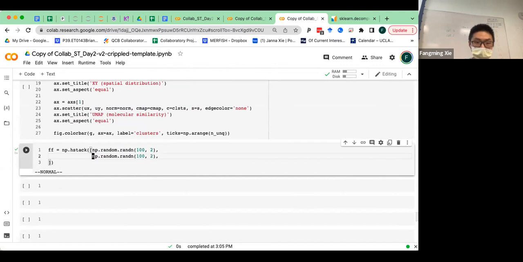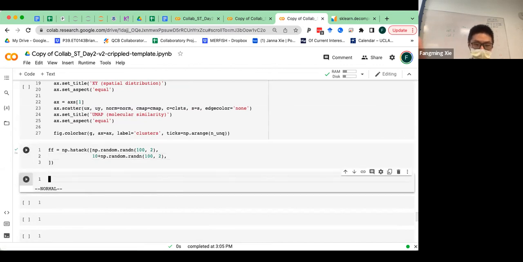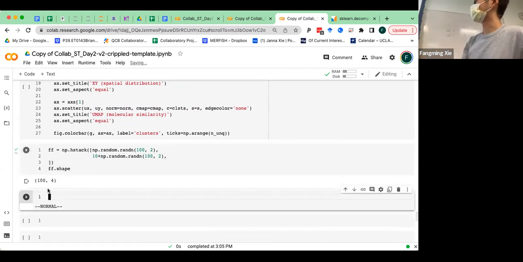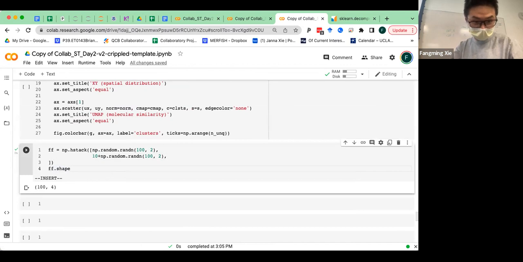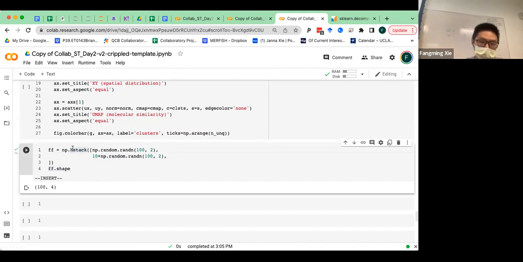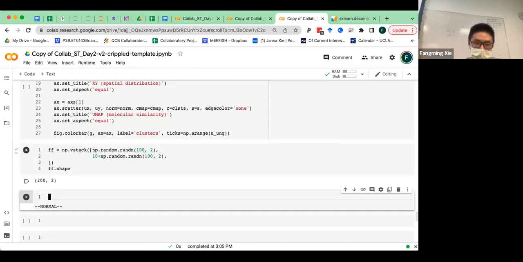And then the second one is shifted away from the first one by 10. Now it might not make sense to you. I'll explain in a minute and make a plot. So what's the shape of FF, for example? It's 100 by 4. Why is that? I'm confused a little bit. Oh, 104. So I stacked them the wrong way. It's a vertical stack. You have 2 ways of stacking two matrices, either horizontally or vertically. So let's do it this way, vertically. So it's 200 by 2. What do I mean here? I randomly generated 100 cells, and then again 100 cells, a different population. So 2 populations in total, 200 cells with 2 genes.